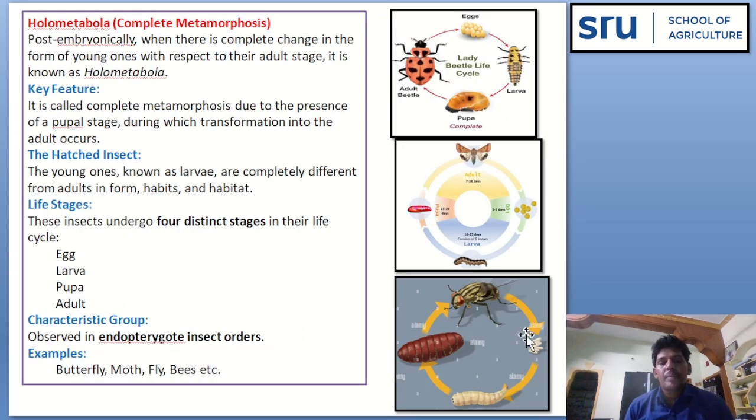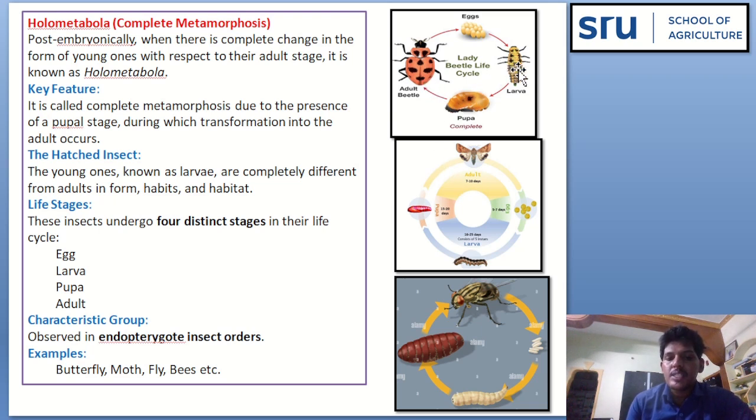The next type of metamorphosis is complete metamorphosis or holometabola. Post-embryonically, when there is complete change in the form of young ones with respect to their adult stage, it is known as holometabola or complete metamorphosis. It's called complete metamorphosis due to the presence of a pupal stage in their life cycle, during which transformation into the adult occurs.